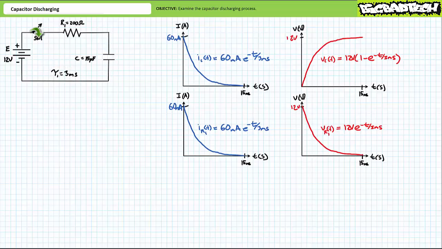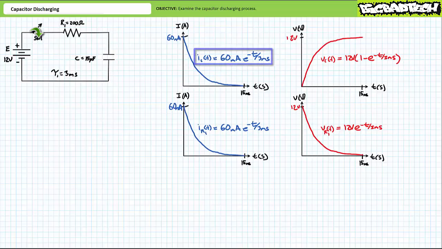When switch 1 closed at time t equals 0, the transient charge process completed after 5 time constants, or 5 times 3 milliseconds, or 15 milliseconds. Current through the capacitor, IC of t during the charging process, was 60 milliamperes times e to the negative t over 3 milliseconds. Current through the capacitor experienced an initial surge of 60 milliamperes and decayed to 0 amps by 15 milliseconds.